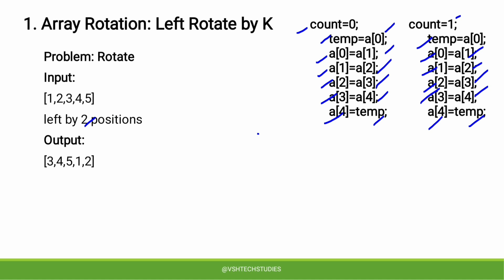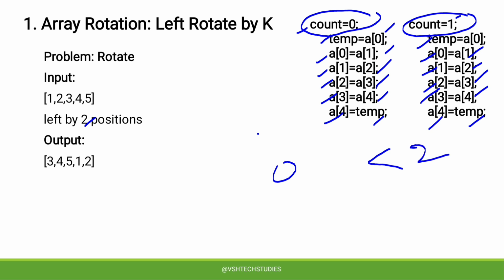Now we have to repeat this iteration as long as count is 0 and count is 1. That is, if count starts from 0 and is less than 2, then the process will be carried out for count is 0 and count is 1. So then only for 2 times will we have rotated. So this is how we can plan to implement the logic behind writing the code.